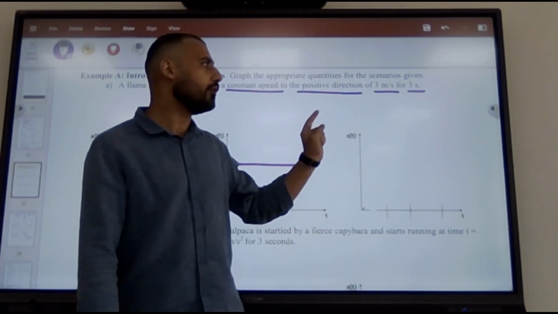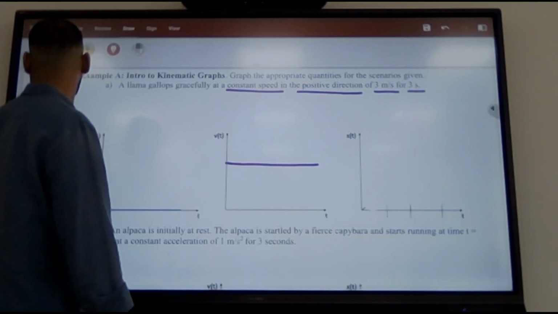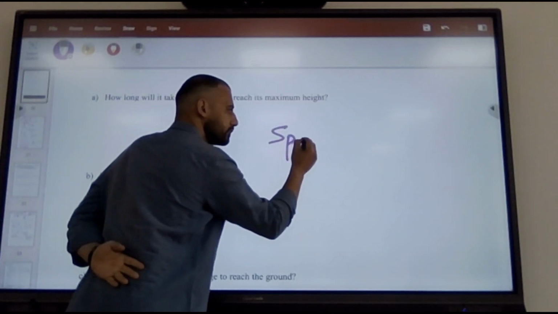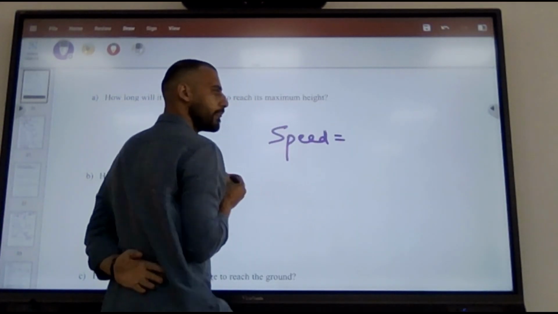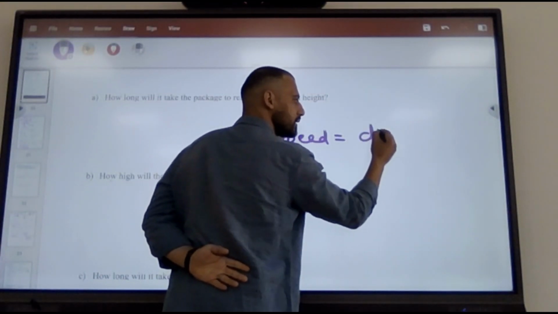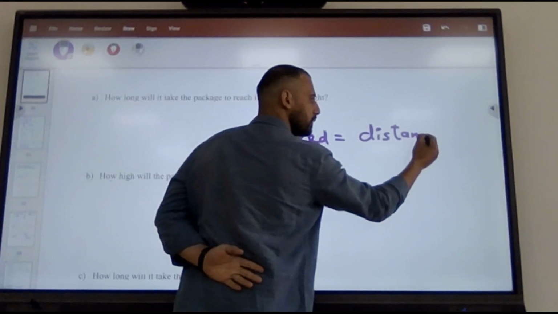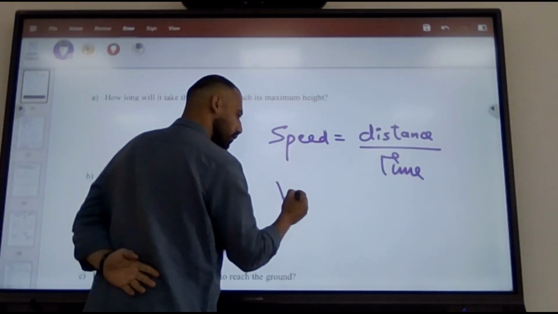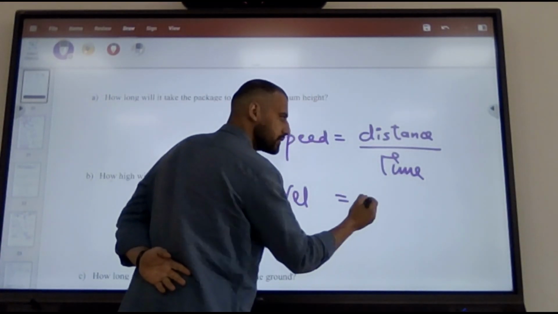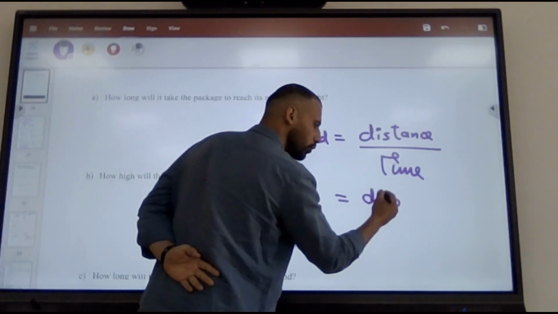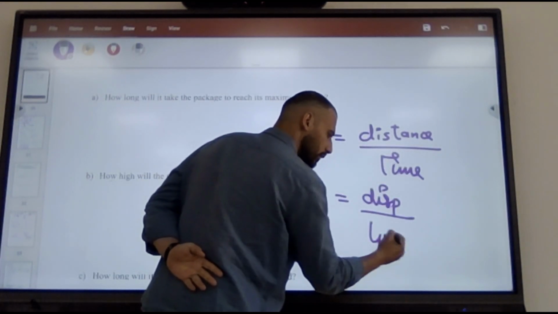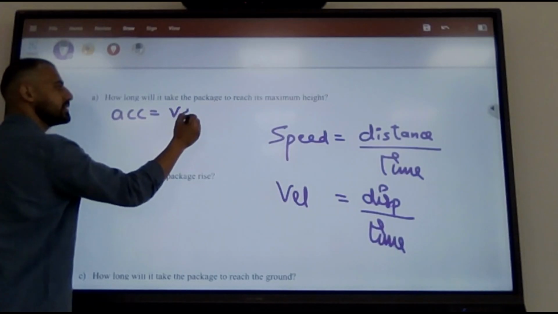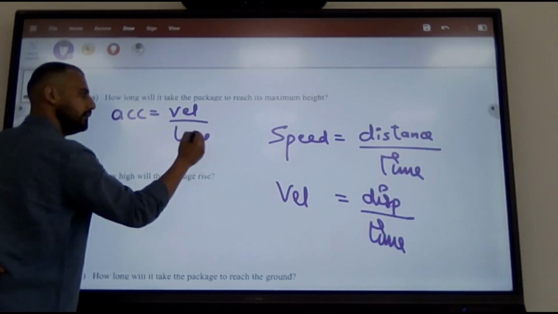Now, when I talk about speed, let me go to some equation first. Let me write it here. Speed. You say that speed is distance over time, isn't it? Or you say velocity is what? Yes, displacement over time, isn't it? Likewise, you said acceleration is velocity over time, isn't it?